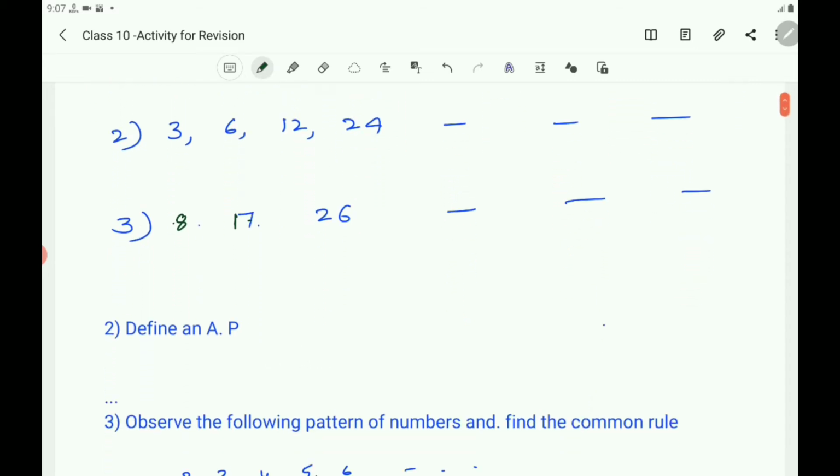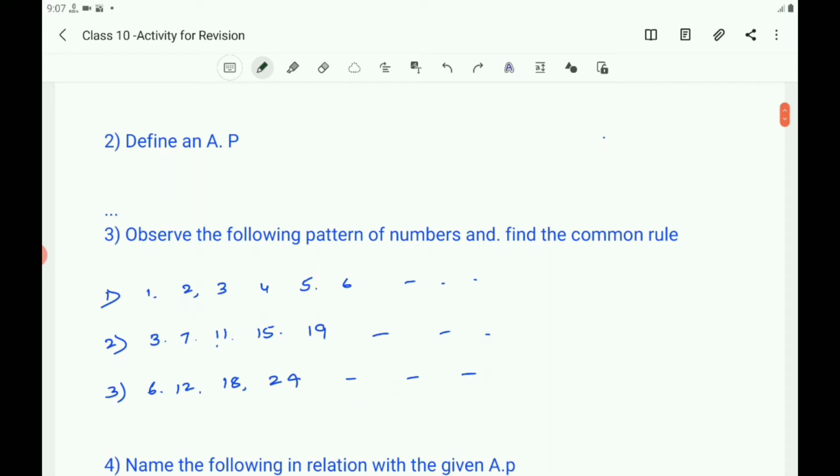Next question, define an AP. AP means arithmetic progression. Here define an arithmetic progression. In short it is written AP. You must write the definition of the arithmetic progression. It is already discussed in the class. So you write what is an arithmetic progression.